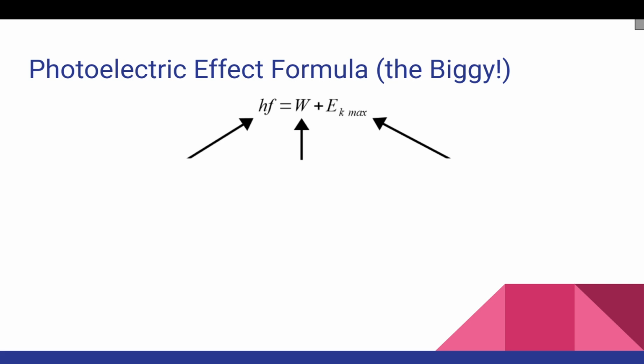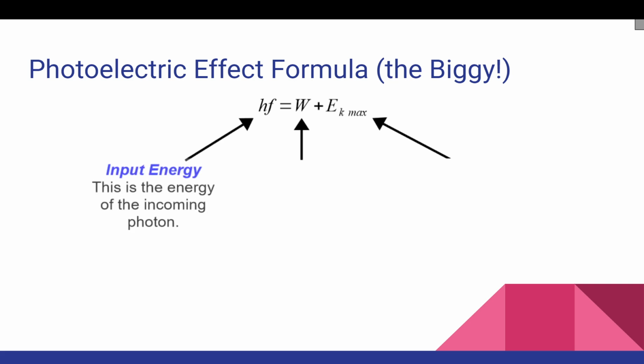Now this leads us to something I call the biggie formula. And that's not a formal physics term. It's just to me a good way of thinking about this formula because of all the parts it has. And it's actually got more than just what you're seeing there. So let's look at what this means to us.